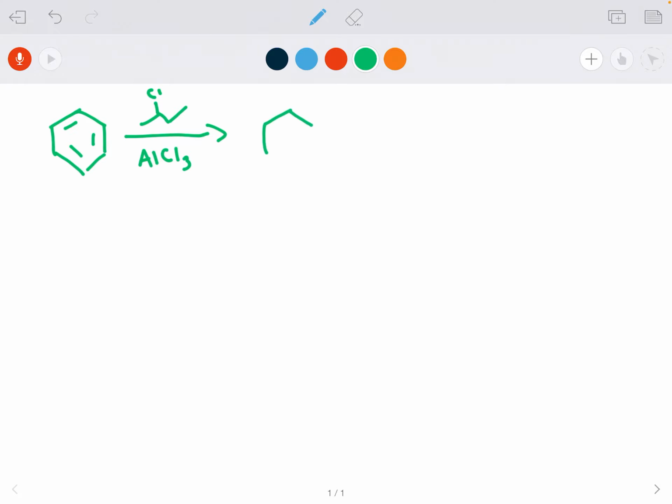So this is a great reaction because we're able to make a new carbon-carbon bond, which is not super easy to do in organic chemistry. So this gives us a great way to make that new carbon-carbon bond right there. So what's the mechanism of this Friedel-Crafts alkylation?